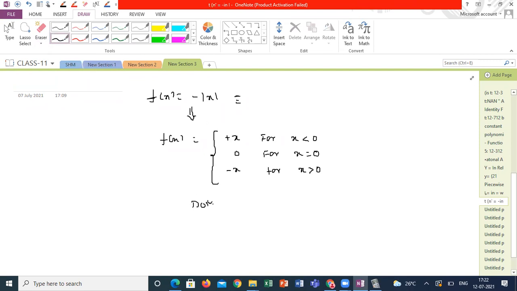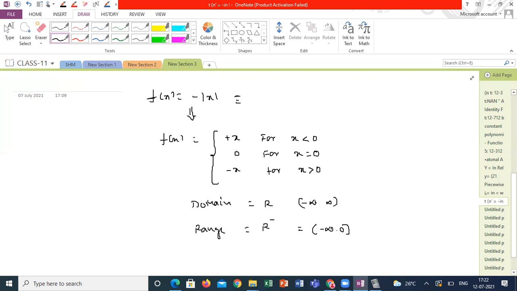Your domain is R, minus infinity to infinity, and the range is minus infinity to 0. Anyone having any doubt? I can't say it is a modulus function, it is negative of modulus. Modulus is irrespective of sign. If you put negative or positive, it always gives the magnitude of x. But here, it will always give the negative magnitude of x.